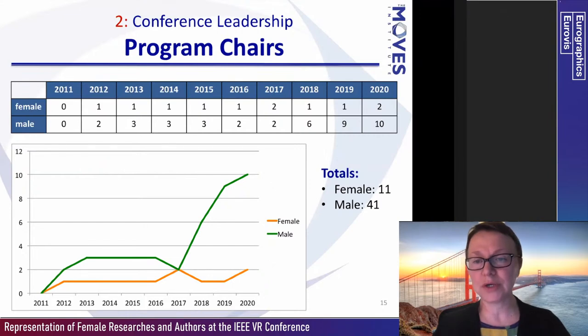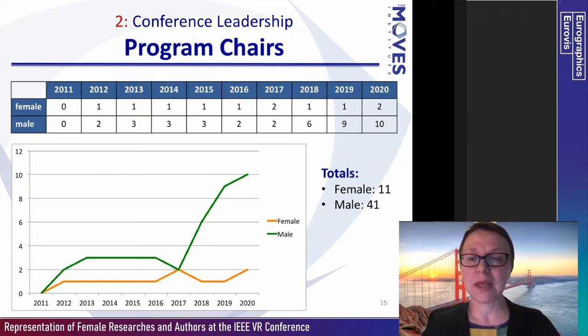In the roles of program chairs, in 10 years, 11 female colleagues served as program chairs, compared to 41 male colleagues. You see the numbers growing in recent years. That's the point when the 3D UI symposium merged with IEEE VR, and so the domain and portfolio of the conference grew, and there was a need to engage more people as program chairs. Nevertheless, the growth in the number of program chairs did not follow with growth of female participation as program chairs.